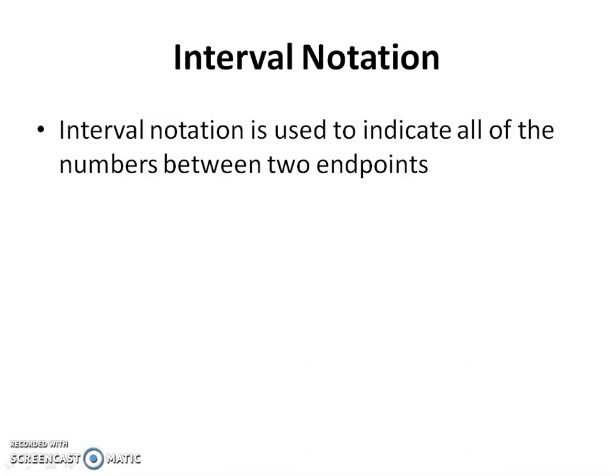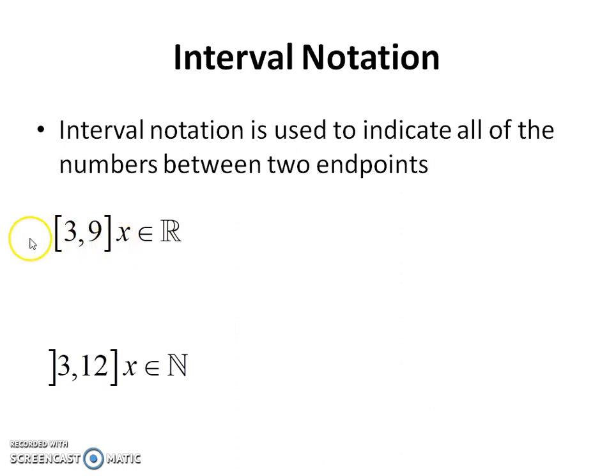A little recap or intro lesson to interval notation, set notation, number lines, and how they're related to each other. Interval notation is used to indicate all of the numbers between two endpoints. So the interval 3 to 9, for x an element of real numbers, means all the real numbers between 3 and 9.